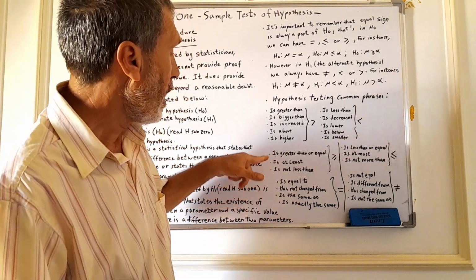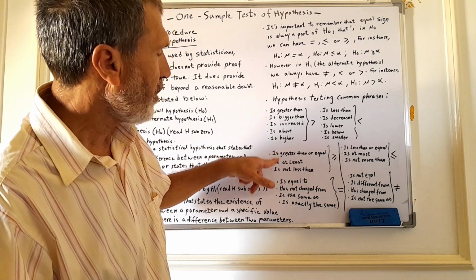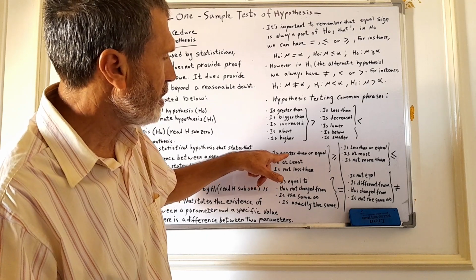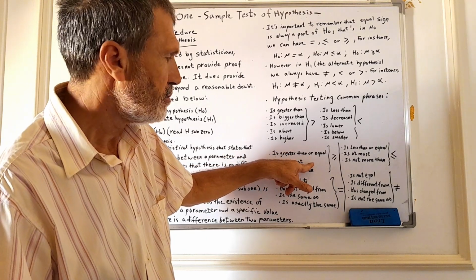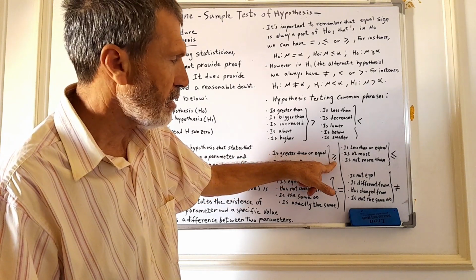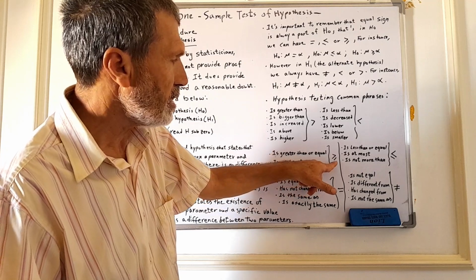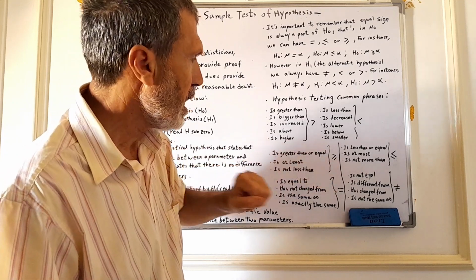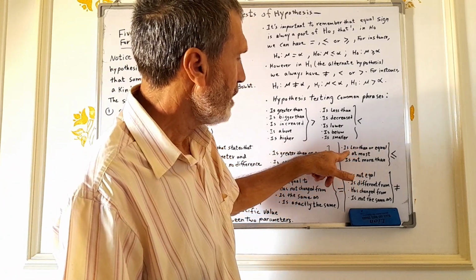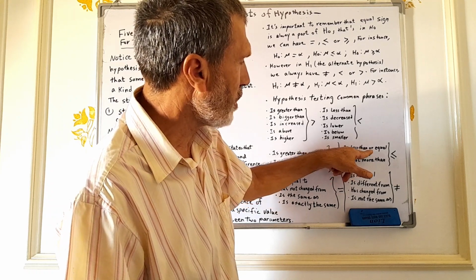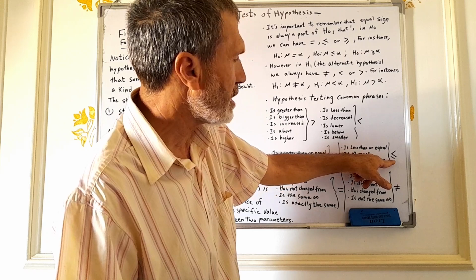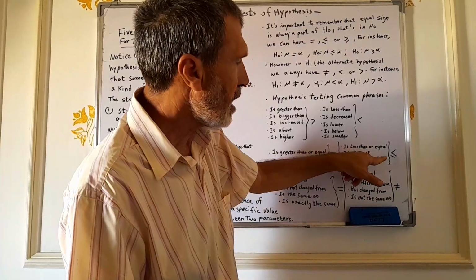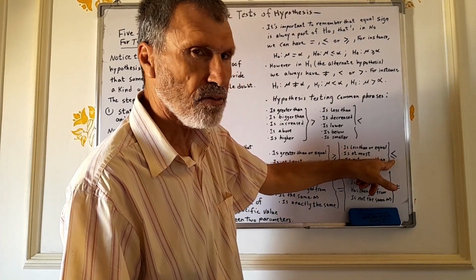Now, if you see phrases in any statement or problem such as is greater than or equal, we use a greater than or equal sign, like this. Is at least, we use a greater than or equal. Is not less than, we use a greater than or equal. If you encounter phrases like is less than or equal, then we use the less than or equal sign. If you encounter a phrase like is at most, then we use less than or equal, this sign over here.